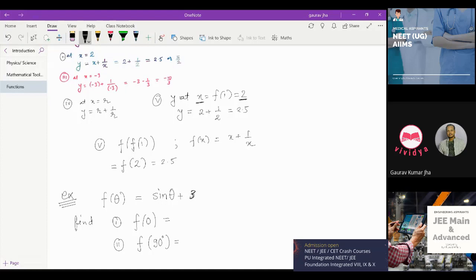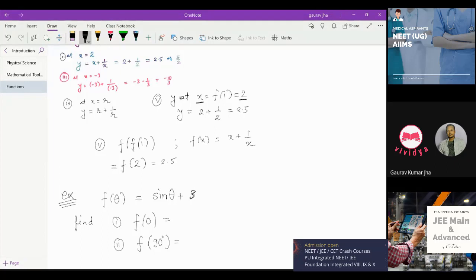Himanshu, are you able to understand? You have any doubts about this? Okay, so I think everybody is comfortable with this, right?